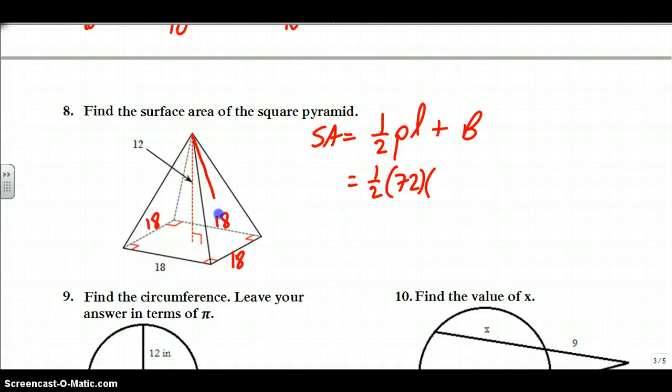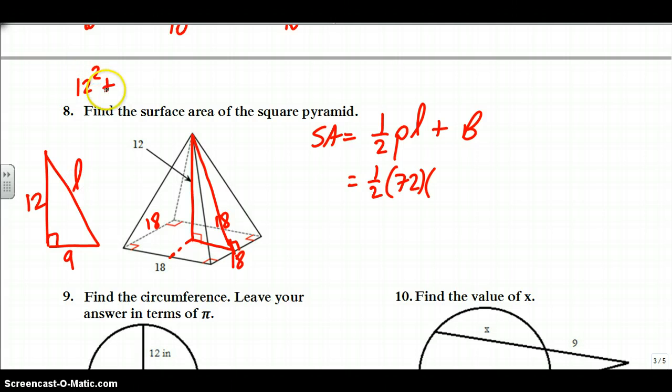Uh-oh. I don't have the slant height. I'm going to have to get it using a famous theorem that we've used quite a bit already, just in this video, Pythagorean theorem. Now, why is this 9? Well, it's half of 18. You'll notice this is half of that side. There's a slant height. That's what I need to find.